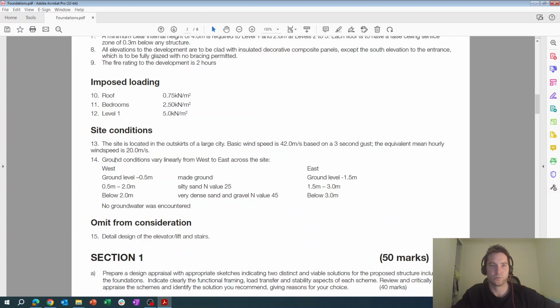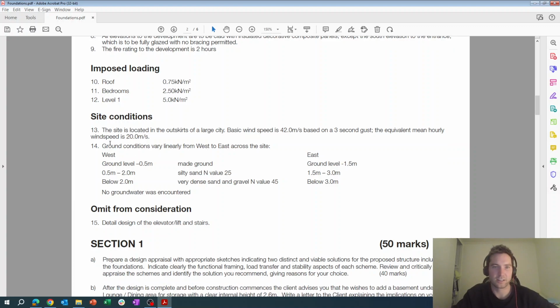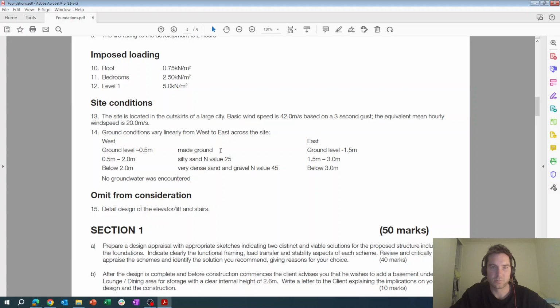Pretty much all the questions tell you what's going on in the ground. So the ground conditions vary linearly from west to east across the site. On the west and the east, we've got some made ground from 0.5 meters to 1.5 meters, and they don't really give you any engineering properties there. That to me implies that we're not really supposed to use this as a bearing material. And then from about 0.5 meters to 3 meters across the site, we've got some silty sand with an N value of 25. I'll talk a little bit later about what that actually means and how to use it. Then below 2 meters to 3 meters on the east, we've got some very dense sand and gravel with an N value of 45. And we've been told here that no groundwater was encountered.